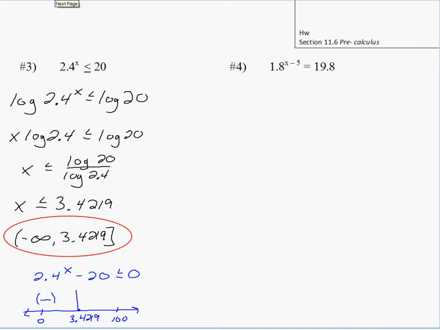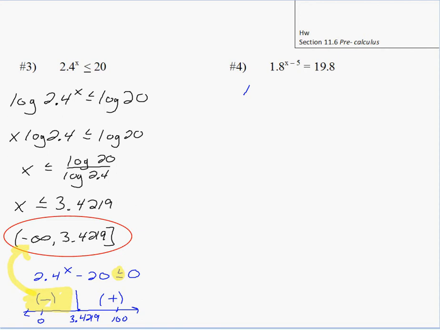If you put in a 0, you're going to get a negative answer. If you put 100 in for x, you're going to get a positive answer. We're looking for negative answers because it says less than or equal to. That just confirms that the answer we had was correct. So less than or equal to 3.4219.